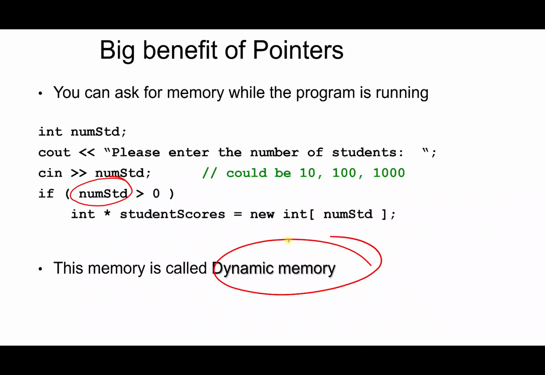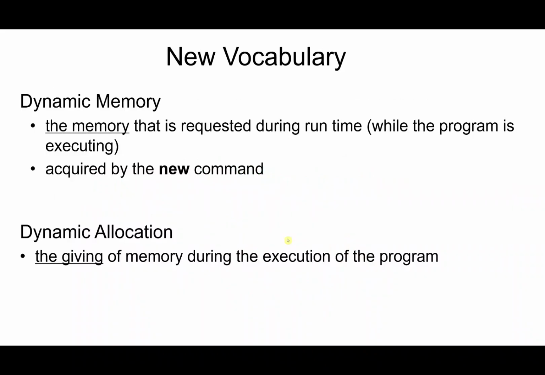Remember, a regular or normal array uses a size that is either literal or constant. Today, we are going to be able to use a size from a user input, for example, or a variable. This is what's called dynamic memory. So dynamic memory is the memory that is requested during runtime while the program is actually executing, and we ask for it using the new keyword, the new command. There is another term that is called dynamic allocation.